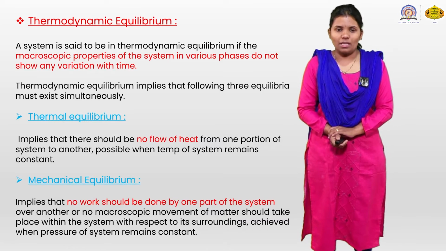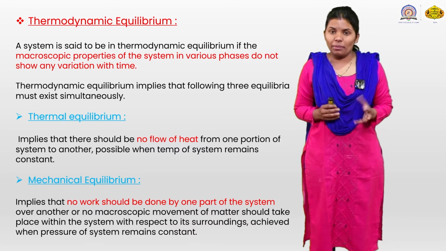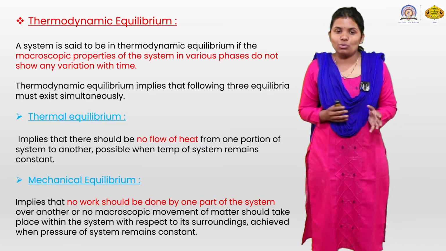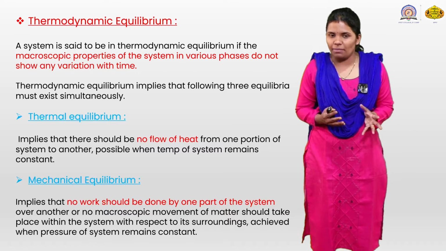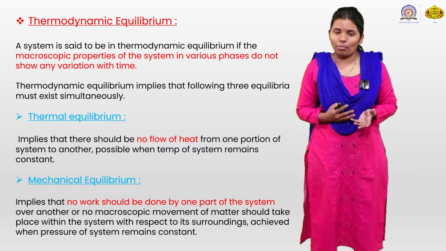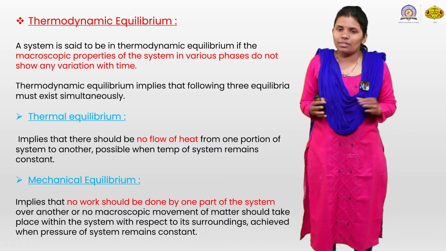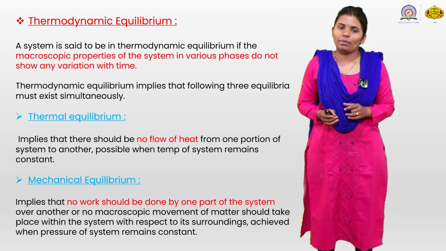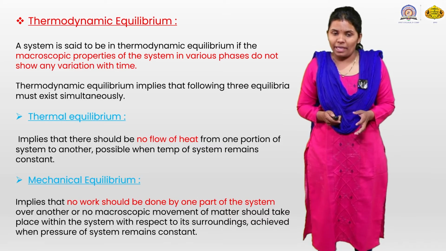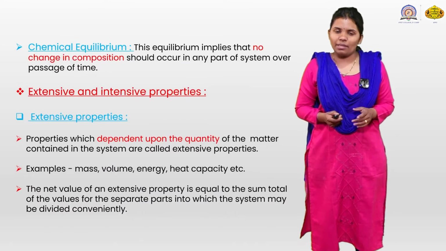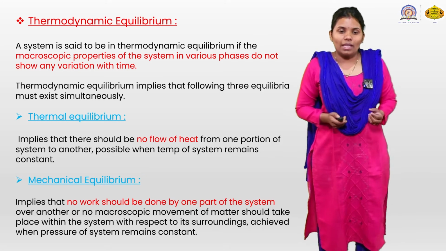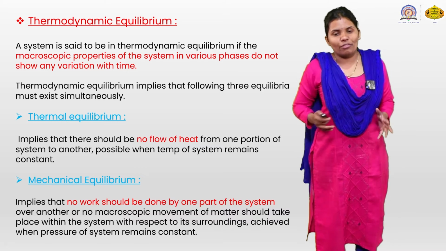Thermodynamic equilibrium. A system is said to be in thermodynamic equilibrium if the macroscopic properties of the system in various phases do not show any variation with time. Pressure, volume, temperature, as we already saw, are the macroscopic properties which do not show variation. That is the thermodynamic equilibrium. It implies the following three equilibria: thermal equilibrium, mechanical equilibrium and chemical equilibrium. First we are going to see the thermal equilibrium, in which there should be no flow of heat.